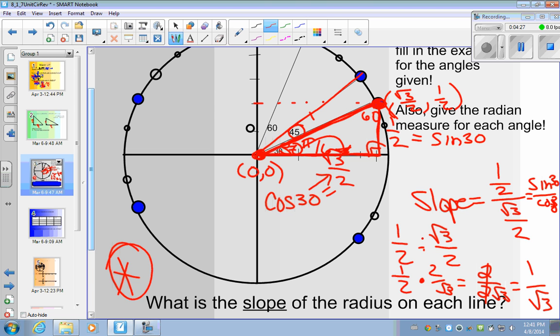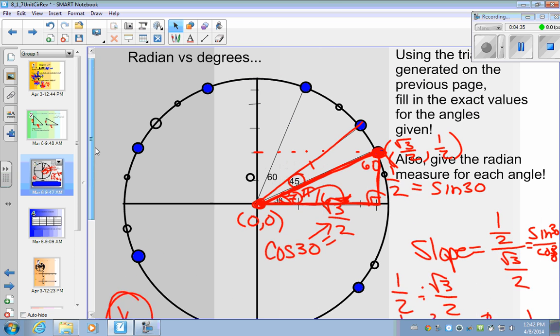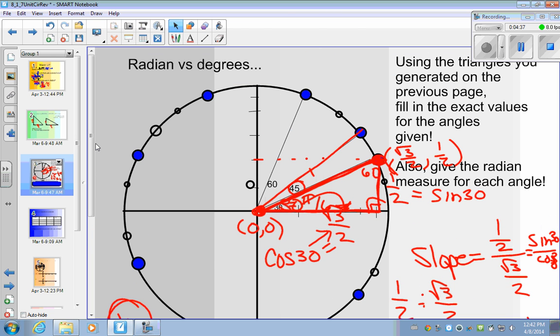All right. So you and your teammates now do exactly what we just did for this point. I want you guys to do that for these two other blue points, the 45 and the 60. Okay?